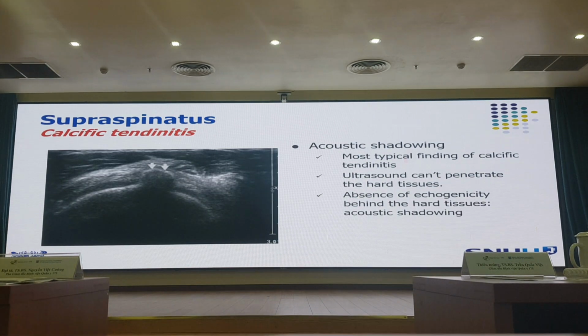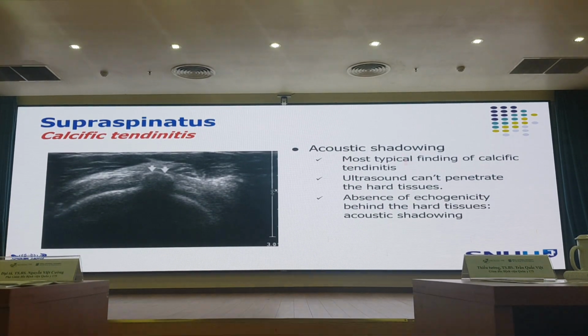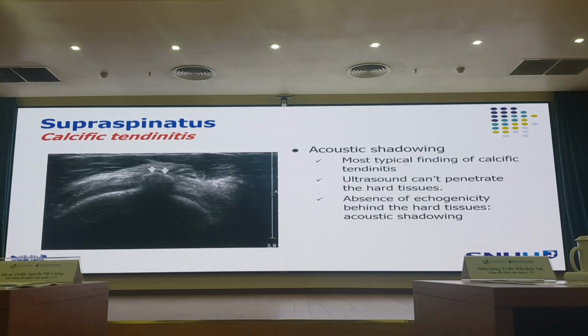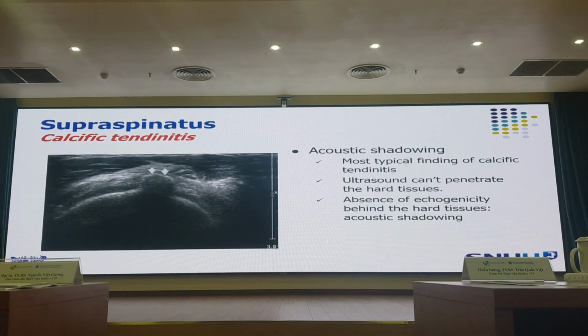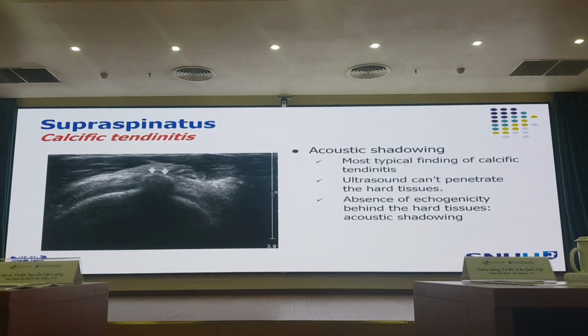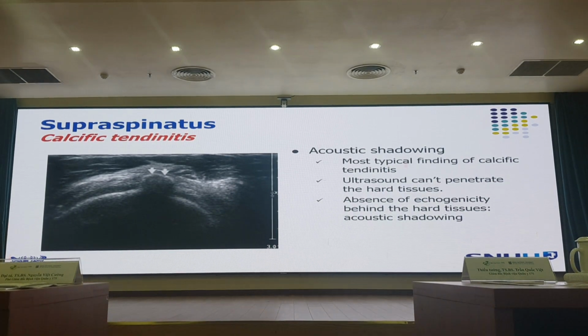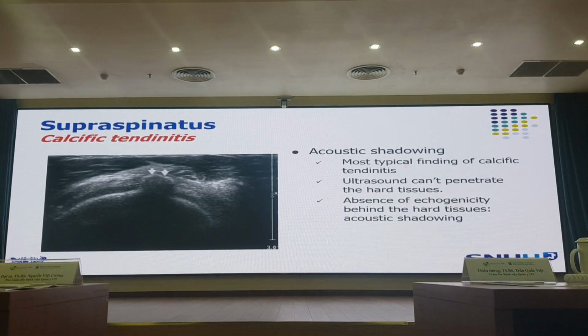And another common finding is the calcific tendinitis, and this is the most typical finding of calcific tendinitis. We call it acoustic shadowing because the calcific deposit is very hard tissue, and ultrasound cannot penetrate the hard tissue. So you can see the hyperechoic margin of the deposit, but just beside that is the dark signal. You can see that ultrasound cannot penetrate it.